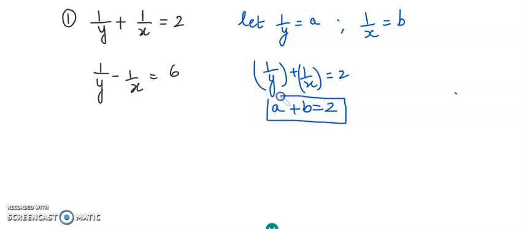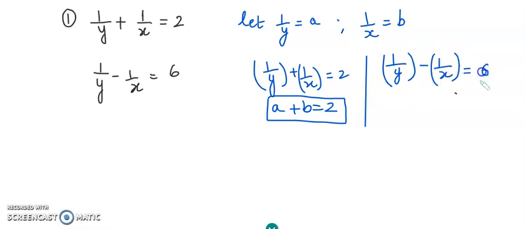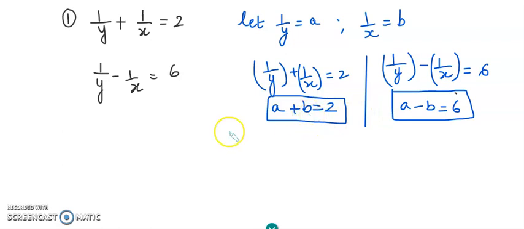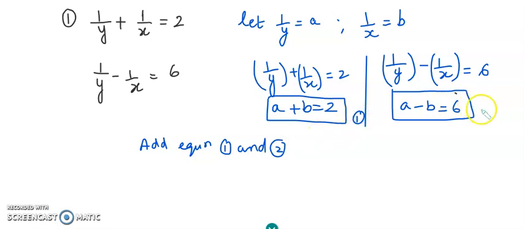That's my first equation, right? The second one, 1 upon y minus 1 upon x equals 6. So a minus b equals 6. So I think I can directly go with elimination because both the coefficients are 1 and I would like to eliminate b. So I'll say add the two equations. I'm just writing this as 1 and this as 2.